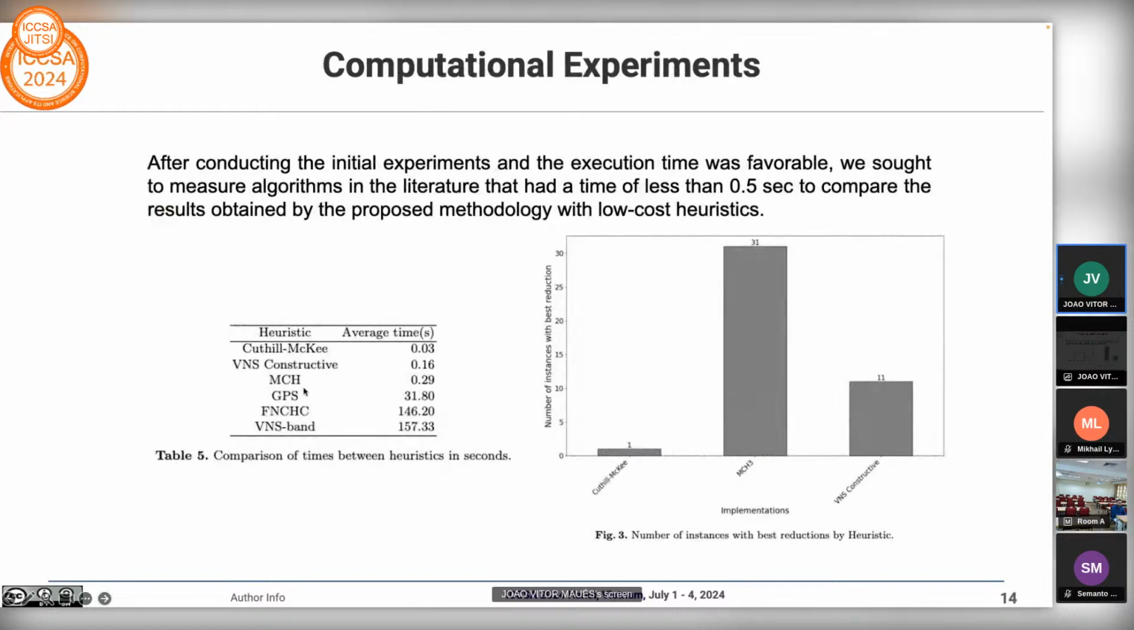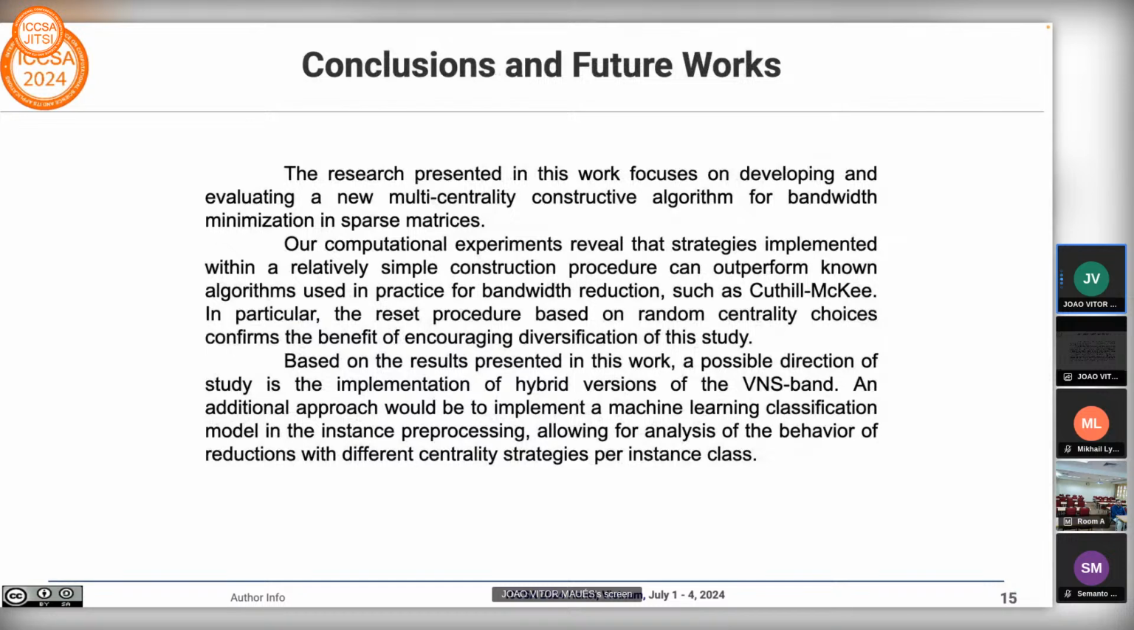And we can see too the comparison of time between risks in seconds, because there are many risks in the literature that gain a good reduction, but the average time is too long. It is expensive in computation cost. The result, conclusion, and future works.